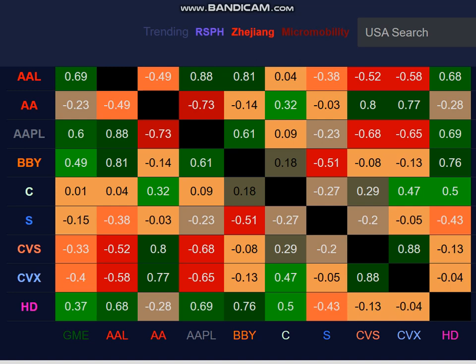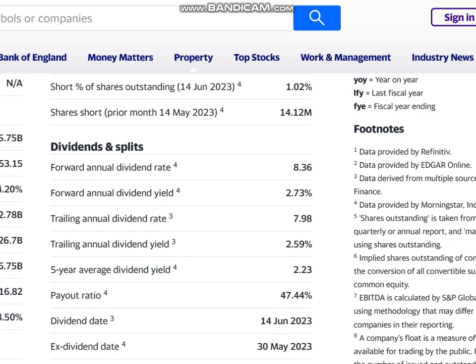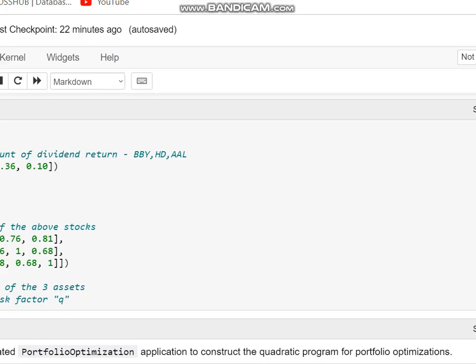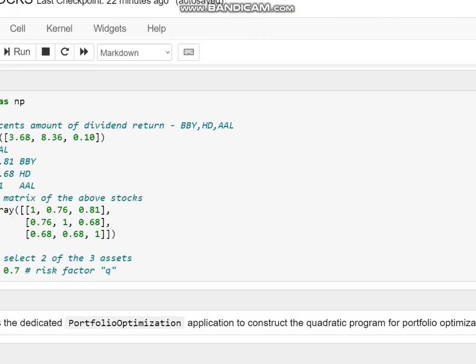And then what you want to do is find out your return on investment. So you've got your correlation matrix. Now you want to find the forward dividend rate, so $8.36. And you do that for all the stocks. So then you go to your code, which is here.